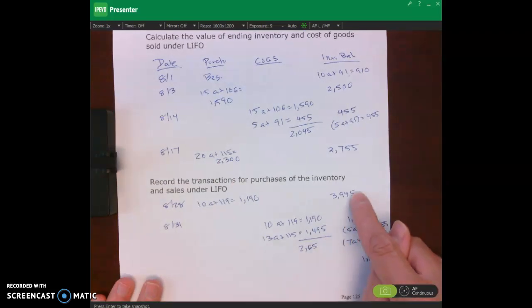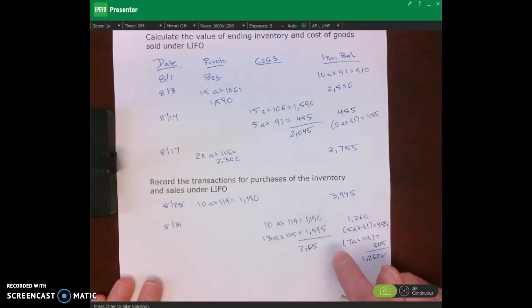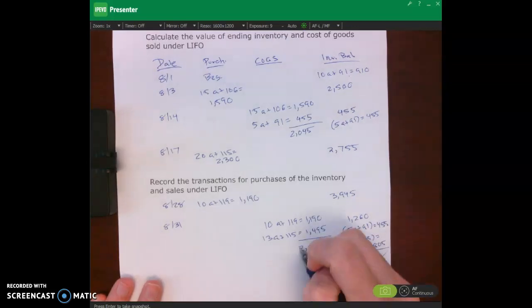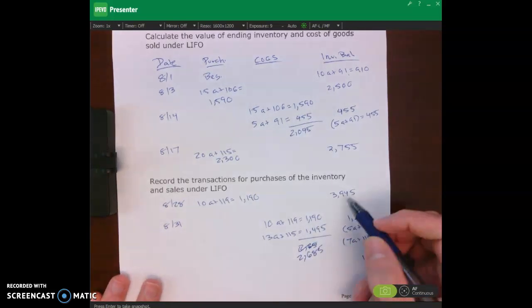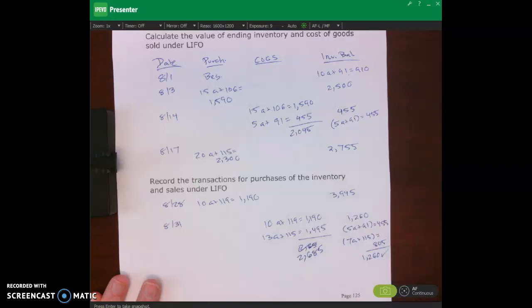I can take my prior inventory balance minus my cost of goods sold. Typo there, 2,685. 3,945 minus my 2,685 gives me my 1,260, which is my ending balance in inventory.